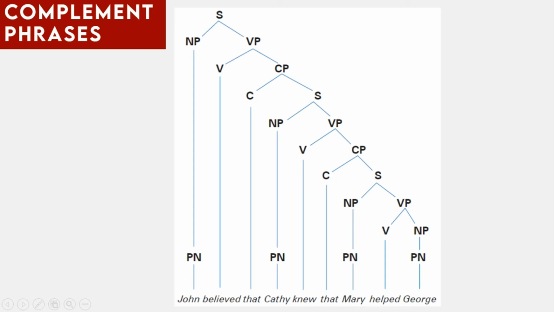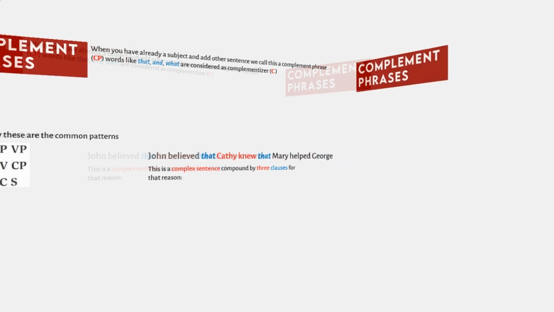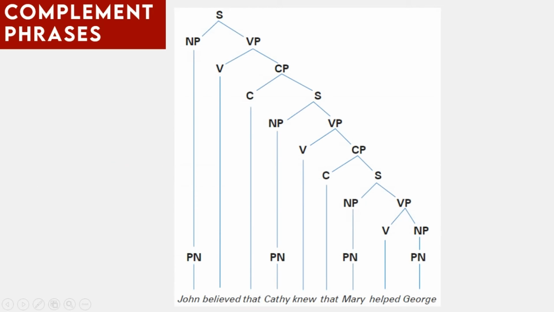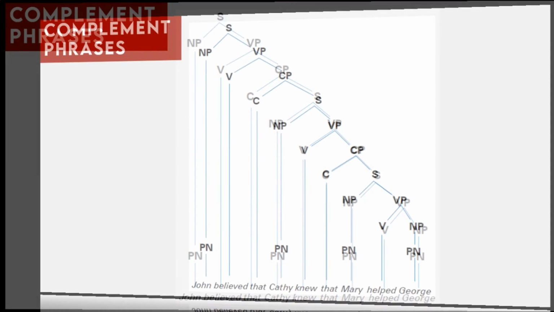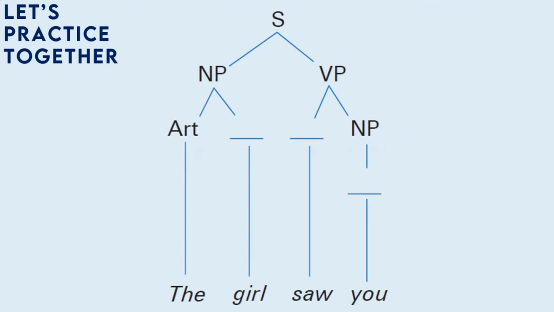And the complement phrase is composed of the complementizer that and the next sentence that begins and continues. These are composed directly of complement phrases. Just remember these rules. Generally these have common patterns, and we see these common patterns perfectly in this tree diagram. Remember this, okay? Now, let's practice together. Okay, we have this tree diagram.